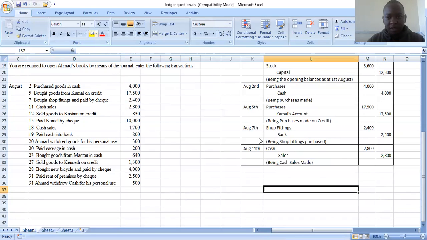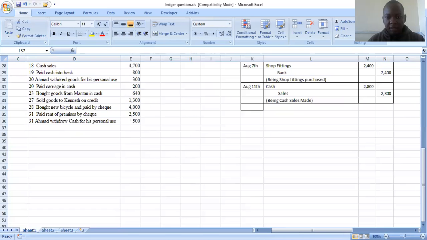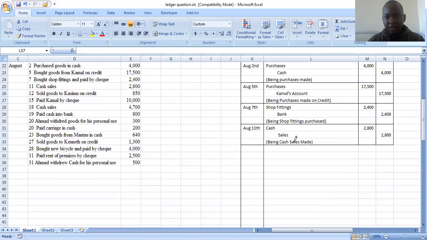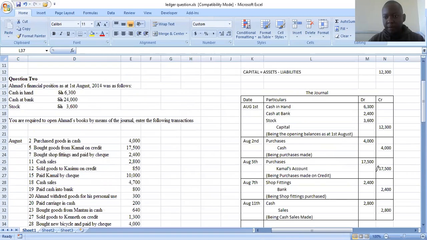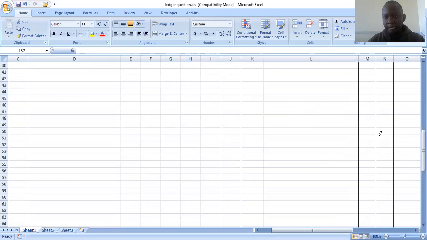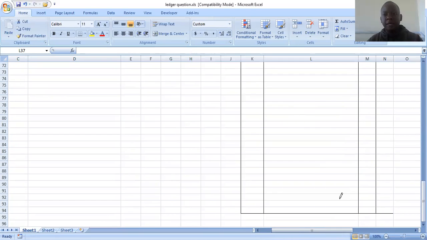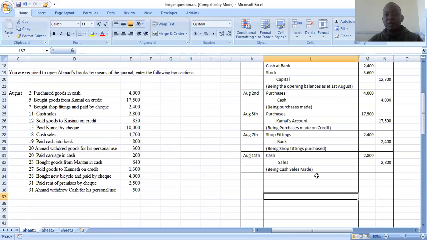So allow me to extend this. The journal tends to be a very long document. So you may spend not less than even 3 pages of your book. So that is 11th of August.